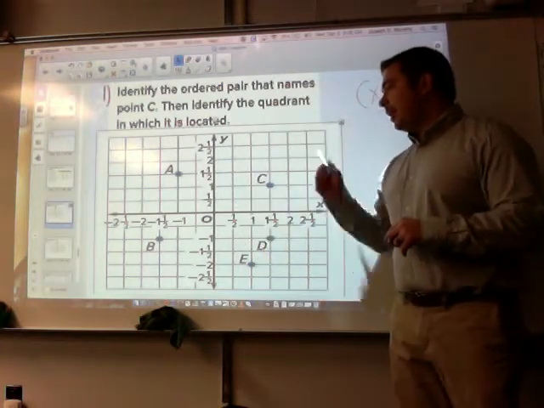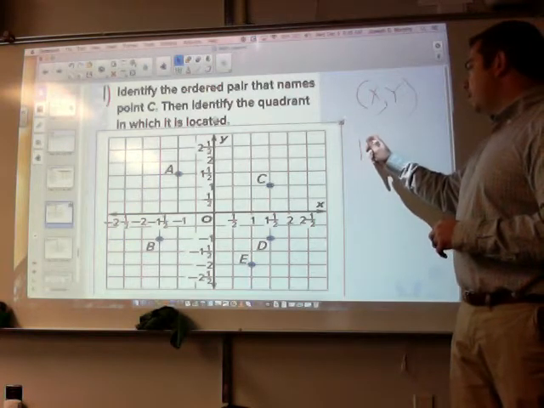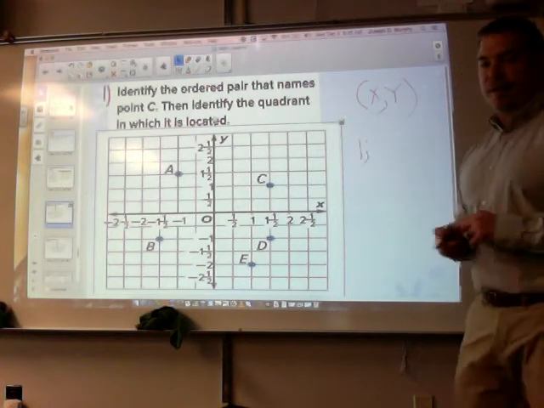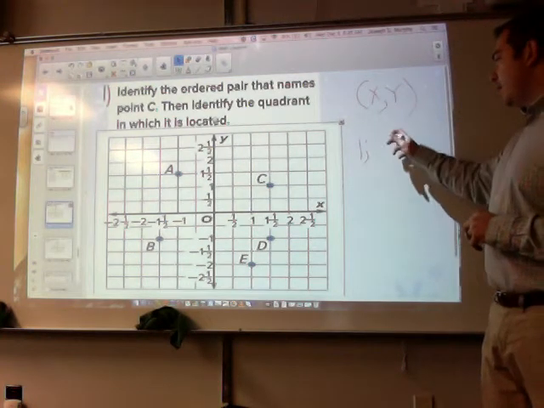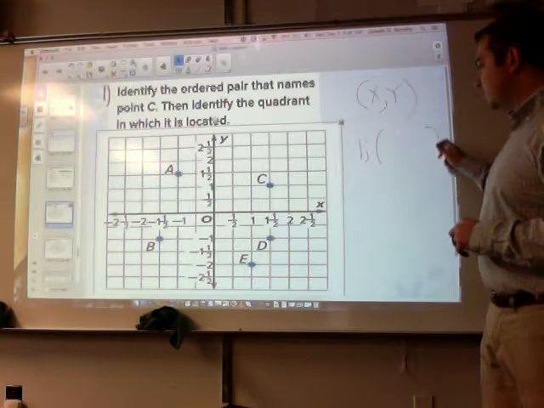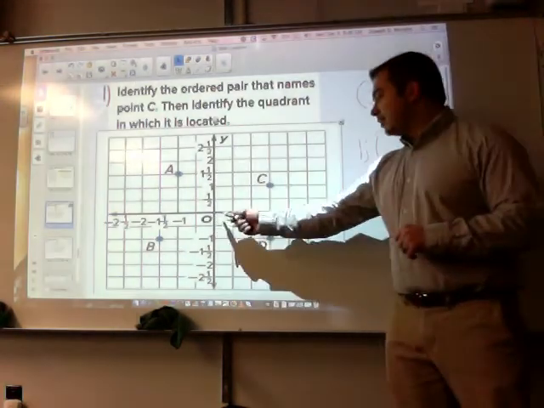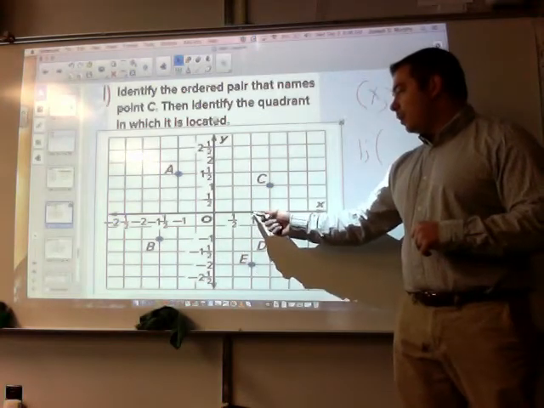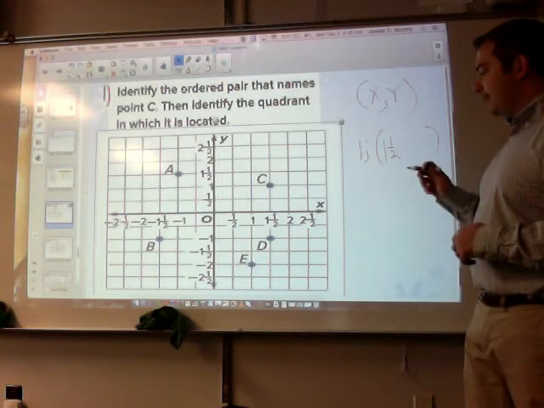Well, if it's positive, positive, it's in quadrant 1. So I'm going to write 1 for the quadrant. I'm going to put a semicolon there. All right, now what is going to be our ordered pair? Let's see. Now, I do my x first. Okay, so my x is at half, 1, 1 and a half. So my x is 1 and a half.